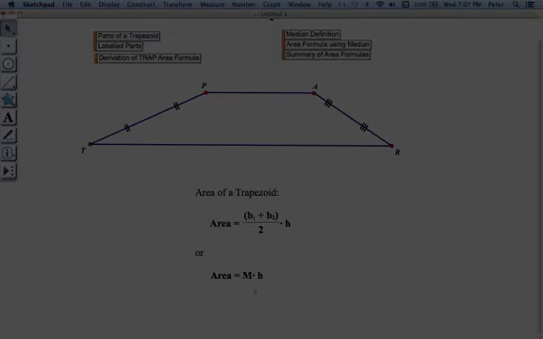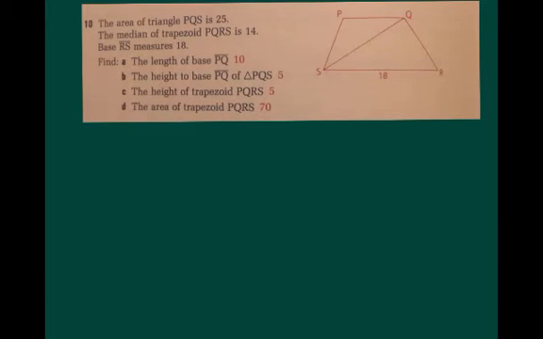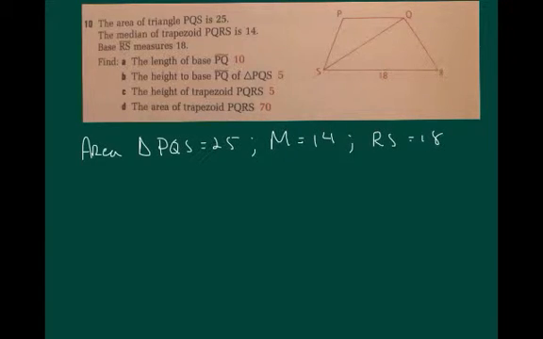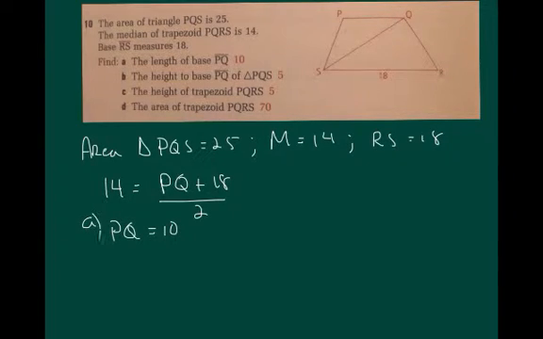Okay, number 10 on page 526 can be a tricky problem. Take a minute and look at the given information. In order to find the PQ, I'm going to use the fact that the median equals 14, and I know that that equals PQ plus 18, which is the other base, divided by 2, which means, solving for PQ equals 10. And that's our answer to part A.